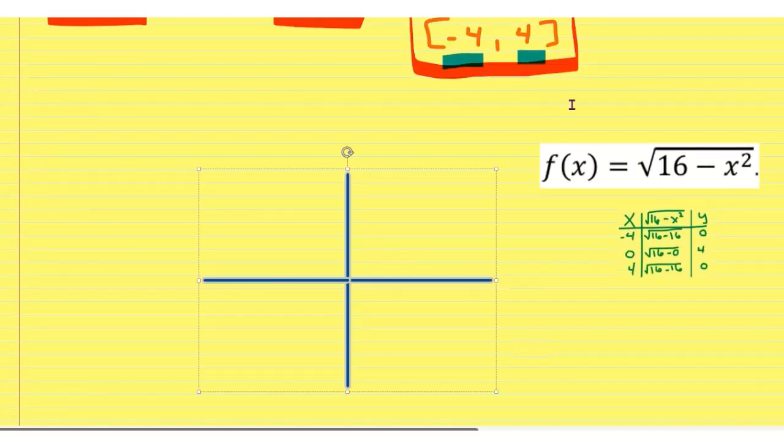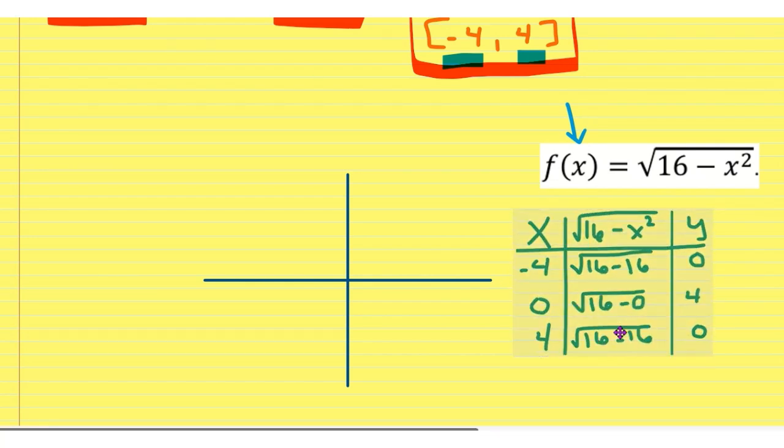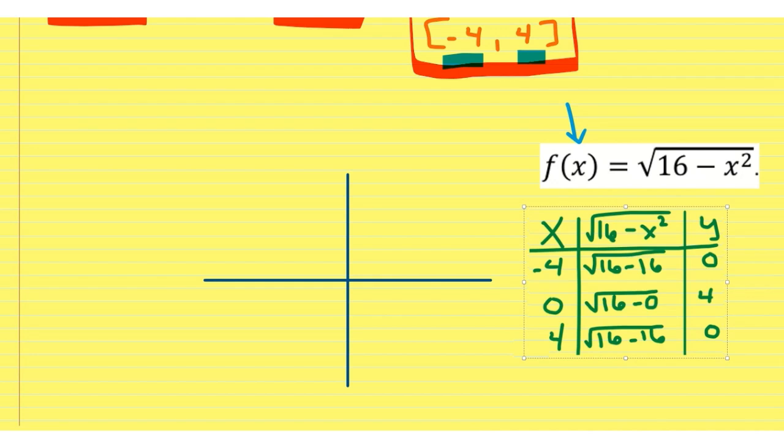Okay, so this is my function right here. And I can do it by hand by setting up a little table of points if I'd like. So given the fact that the domain included -4, it included 4, well, I've included -4 as an x value and 4 as an x value, and 0 is right in the middle. And so when I put that into my function right here, then it pops out my y values. So I will end up having the point -4, 0, 0, 4, and 4, 0. And I can plot those points.